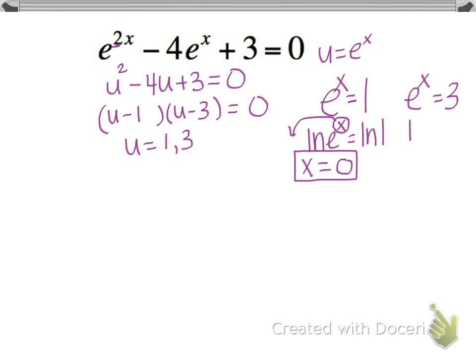If we do the same thing with the other equation, we'll bring that x down in front again, and we know the ln of e is just 1, so x equals the ln of 3. So we have two solutions this time for x. One of them is 0, and the other one is the ln of 3. Let's move on.